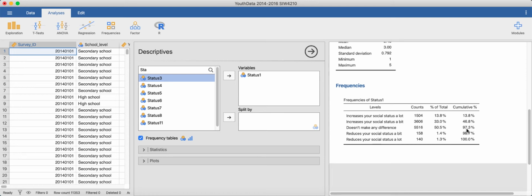And 97.3 have answered doesn't make a difference, or increase your social status a bit, or increase your social status a lot. So the cumulative is really those who have answered this option and the options above. So you can see that from the cumulative. You can also have something called the reverse cumulative, which is the other way around.